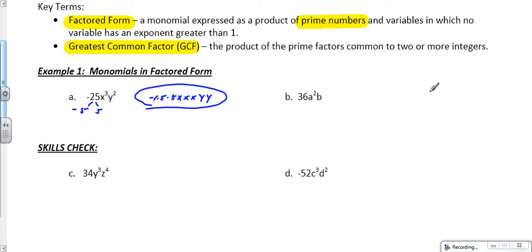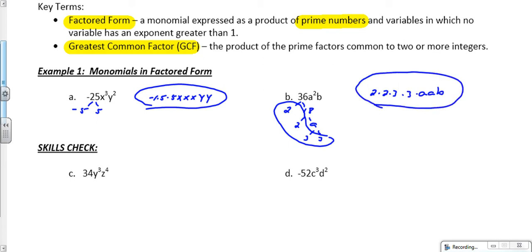Next one, we'll start again with the variables. That's easiest. So a times b, that's the same as a squared b. And there's a couple different ways to find prime factors. A lot of people like to divide by 2, and that would give you 18. 2 times 18, divide that by 2, and you get 2 and 9. 9 can be divided by 3 and 3. And here you have the prime factors. So we would write 2 times 2 times 3 times 3 times a times a times b. And that is considered factored.